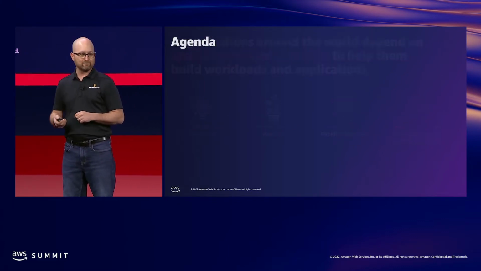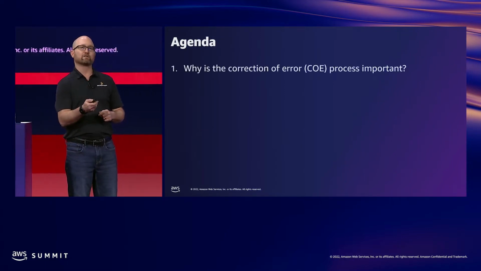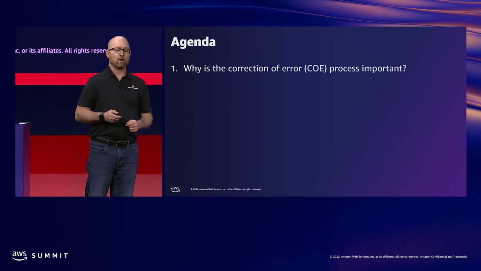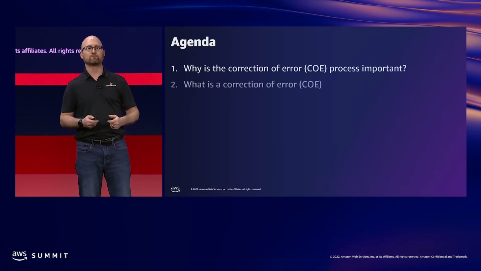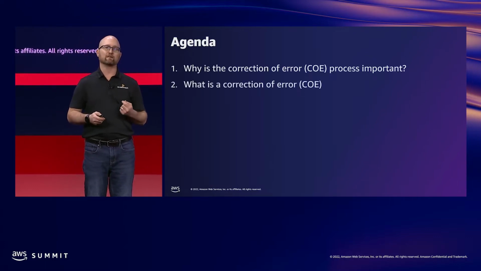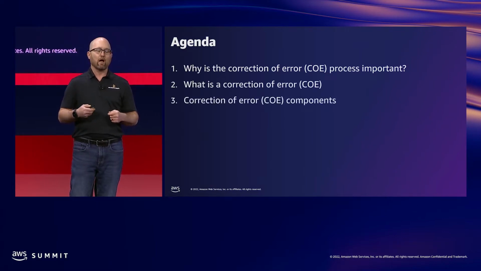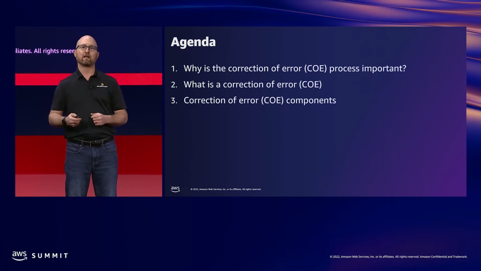So how do we do that? Well, let's talk through it today. One of the things we're going to do is answer why the correction of error, which we call a CoE, is important. Why is this important to you? Then we're going to answer, what is it? What exactly is this correction of error? And we're going to break down the components of the correction of error. We're going to walk through all of them so you understand what they entail.